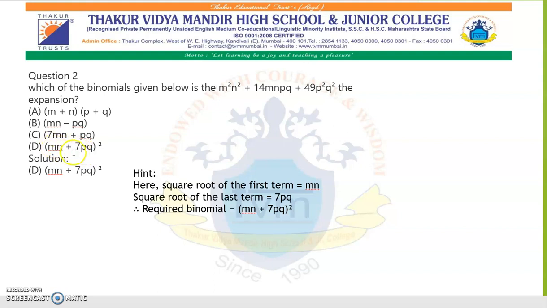When we are checking for the last option, we know that this is a plus b whole square. So when we open this, we get a square means m square n square, plus 2ab means 2 into mn into 7 into pq. We get 14mn pq plus b square means square of 7 is 49 p square q square. Hint is given for you, so just go through the hint.